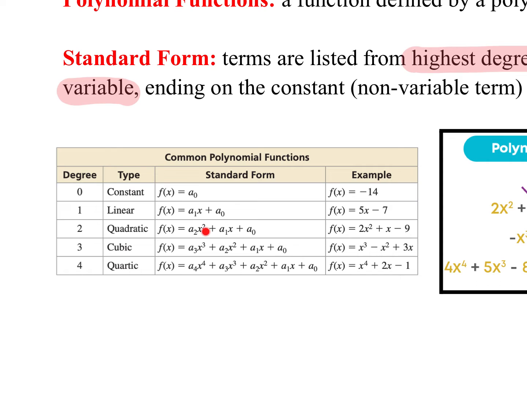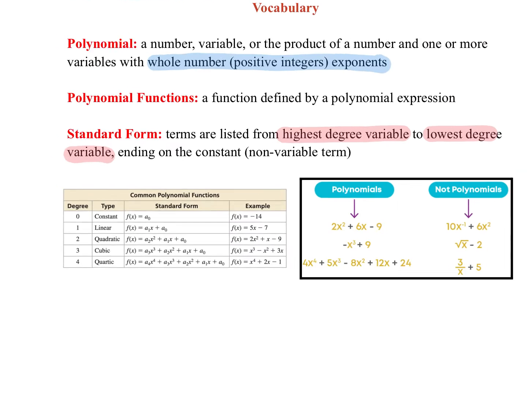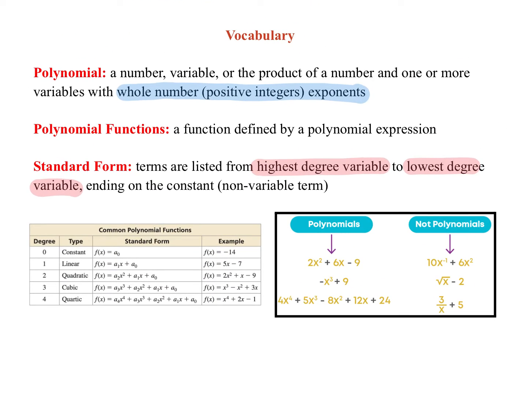When your degree is 2, so your highest exponent is a 2, we call that a quadratic function, as we learned about last unit. If your highest exponent is 3, we call that a cubic function, 4 a quartic function. Beyond that, we can just classify them as a polynomial, and all of these can also be classified as polynomials. They just have more specific names.